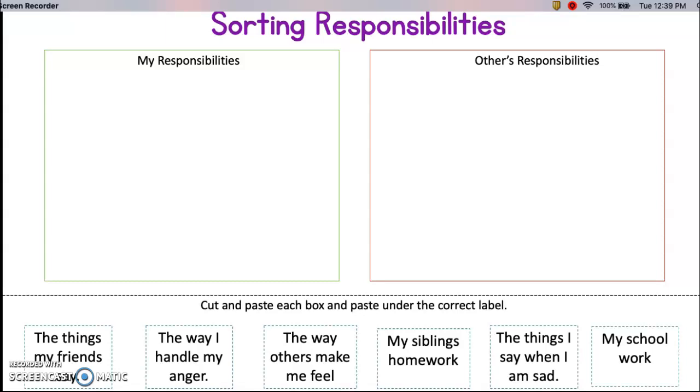When you're finished, talk to your parents about whose responsibilities are who in the house. Maybe you'll learn that others have more responsibilities than you.